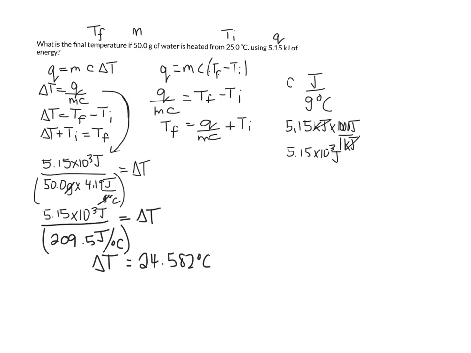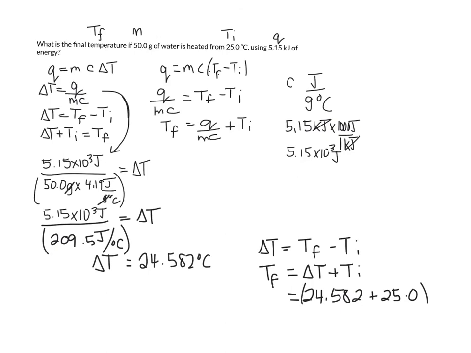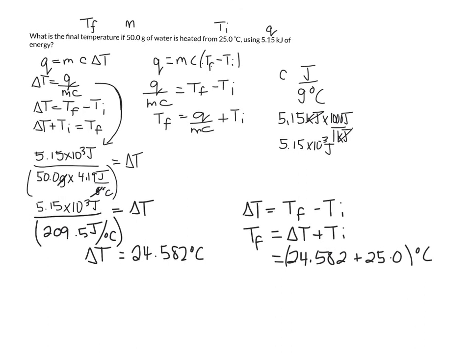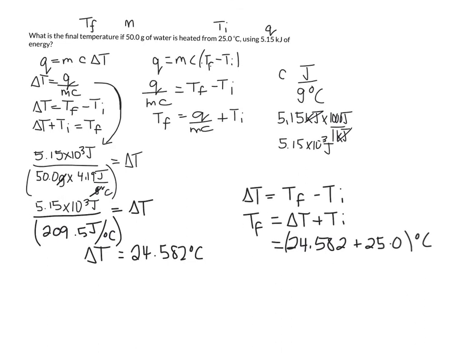Okay, so second part. Delta T is equal to TF minus T initial. So T final is going to be equal to delta T plus TI. I just moved the T initial to the other side. So plug in my numbers, 24.582 plus 25.0, all degrees Celsius, equals 49.582 degrees Celsius.